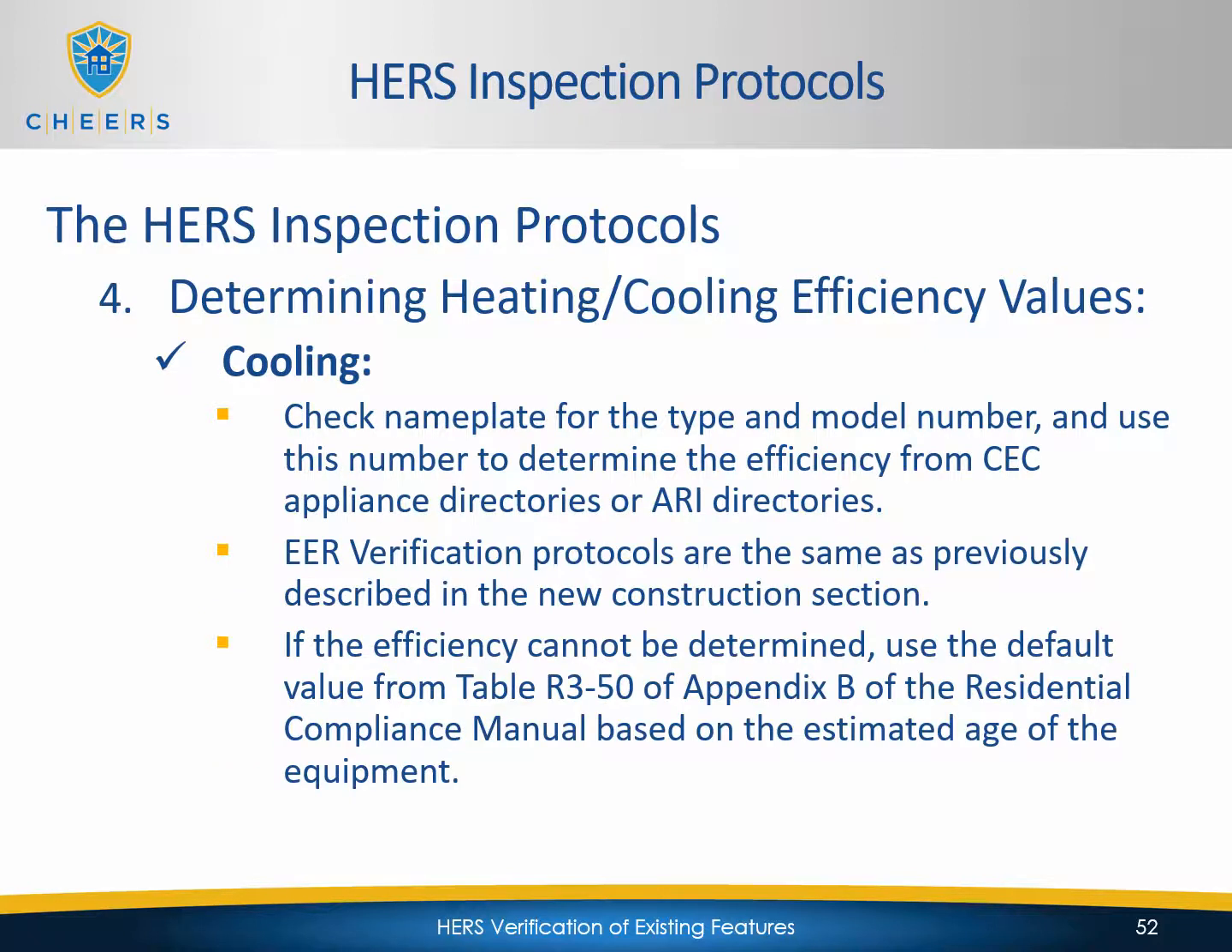For cooling, you want to check the nameplate for the type and model number and use this number to determine the efficiency from CEC appliance directories or AHRI directories. EUR verification protocols are the same as previously described in the new construction section. If the efficiency cannot be determined, use the default value from table R3-50 of Appendix B of the Residential Compliance Manual based on the estimated age of the equipment, just like you did for heating.